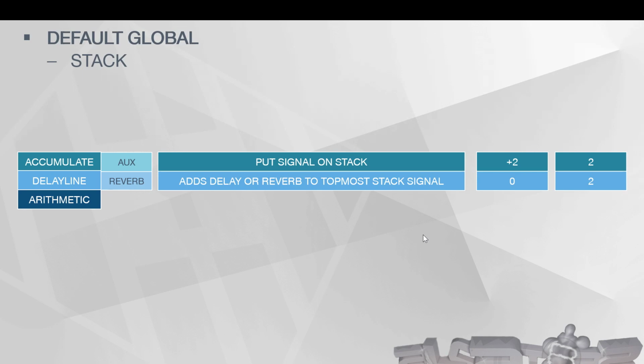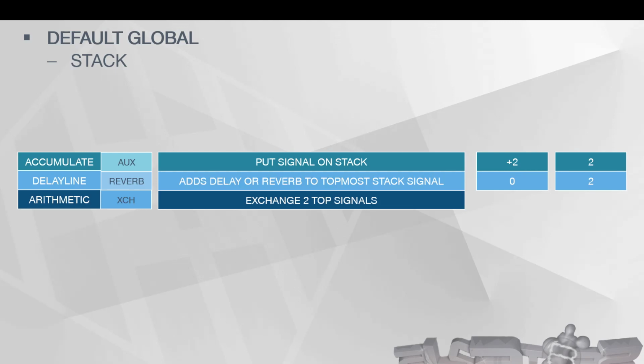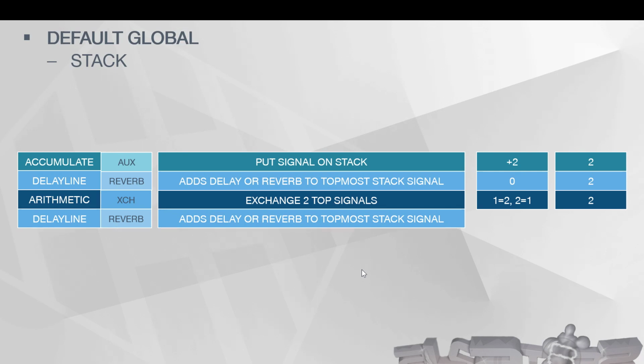And then we come to the arithmetic, which is set for exchange. So it will exchange the 2 top signals. So 1 becomes 2, 2 becomes 1. That means we still have our 2 signals, but they have changed the order. Then we add another reverb. So now the topmost signal is the one where we don't have the reverb on. So we add the reverb to this signal. Again, nothing changed, still 2 signals.